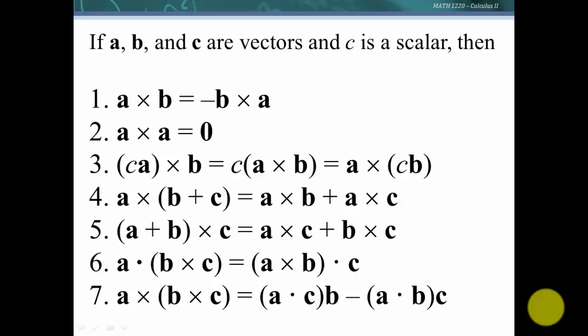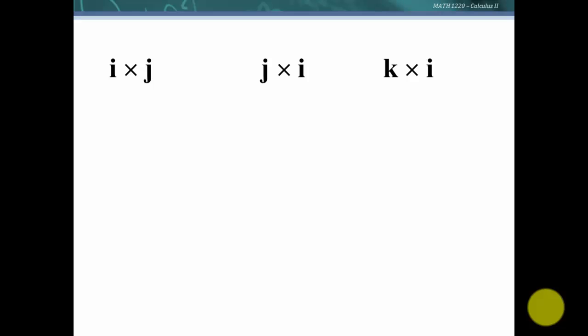And 7 maybe is not as intuitive either, and it says that if we take A crossed with B cross C, it's the same thing as A dot C times B minus A dot B times C. And again, following this video, there will be a write-up of writing these out with their components and showing you that 7 is true.